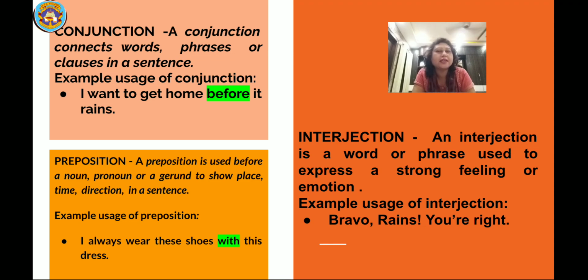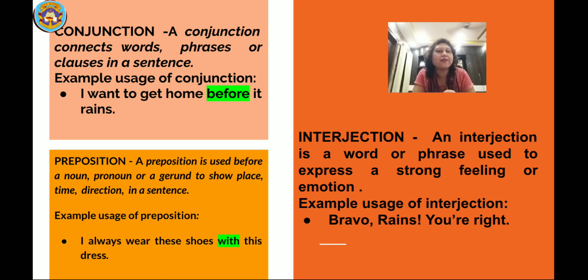Next one we have is preposition. A preposition is used before a noun, pronoun or a gerund to show place, time, direction in a sentence. We can see example, I always wear these shoes with this dress. So it is used before a noun to describe that I always wear these shoes with this dress. So the word with is a preposition.